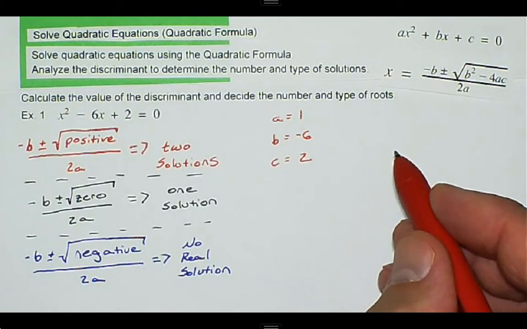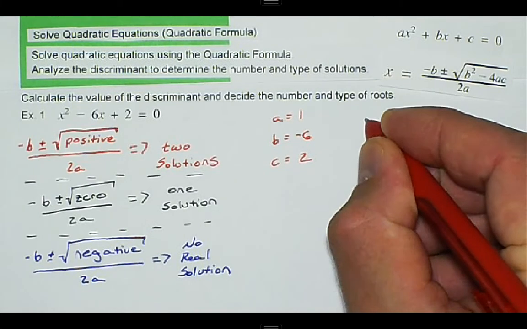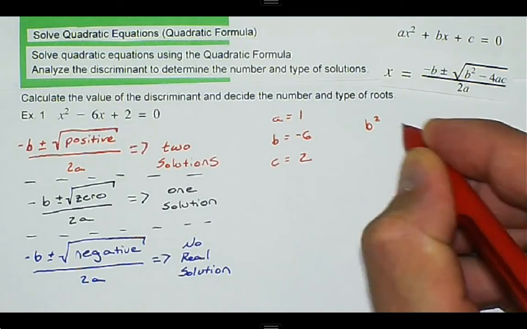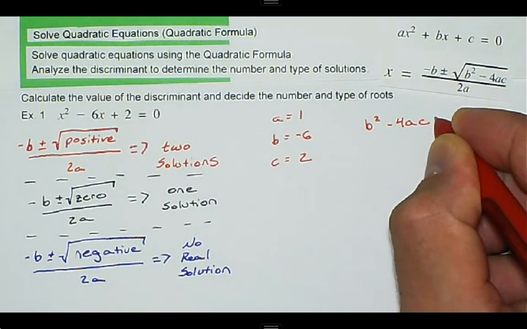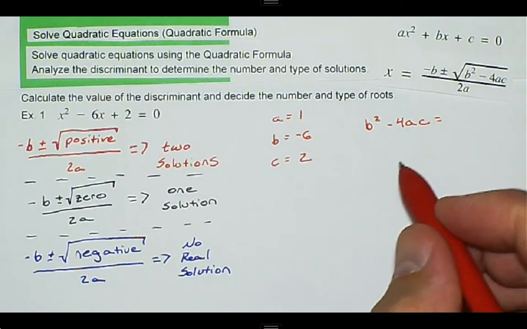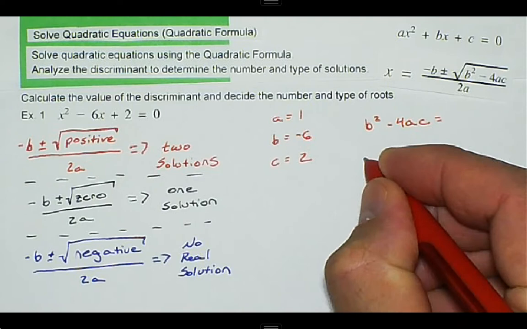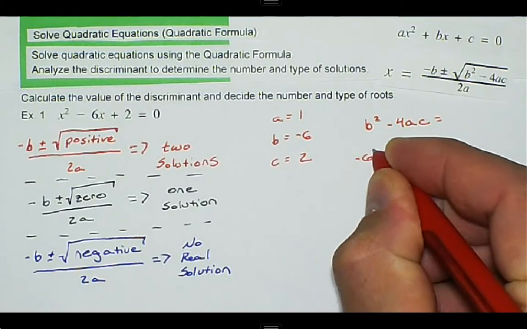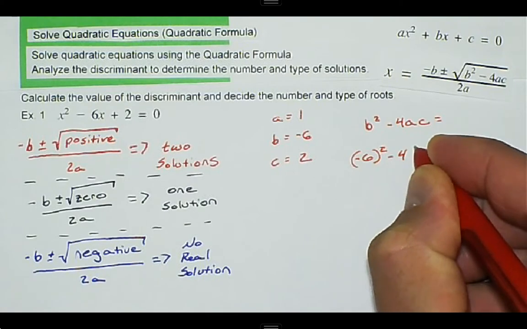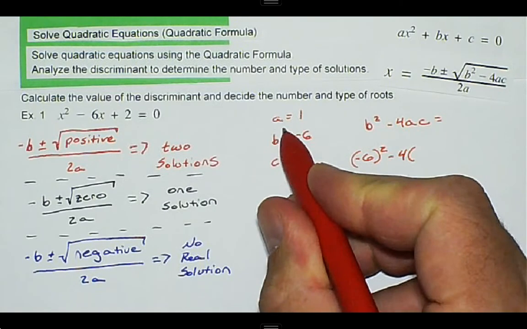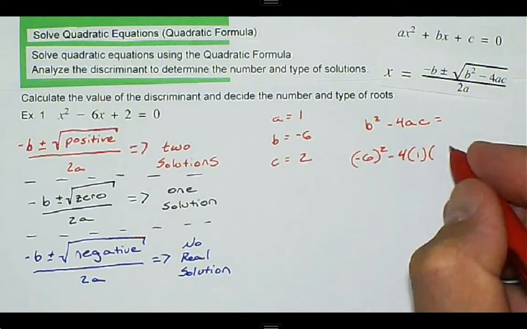We're going to substitute those into the discriminant, b squared minus 4ac. So b squared, in this case, we've got to use our parentheses because we have the negative value. So -6, that quantity squared, minus 4, and then the a value is 1, and the c value is 2.